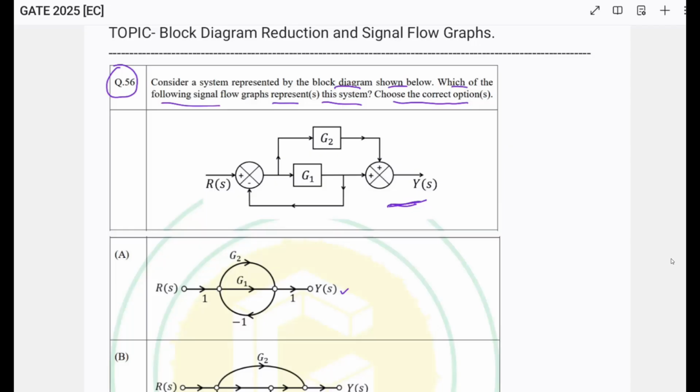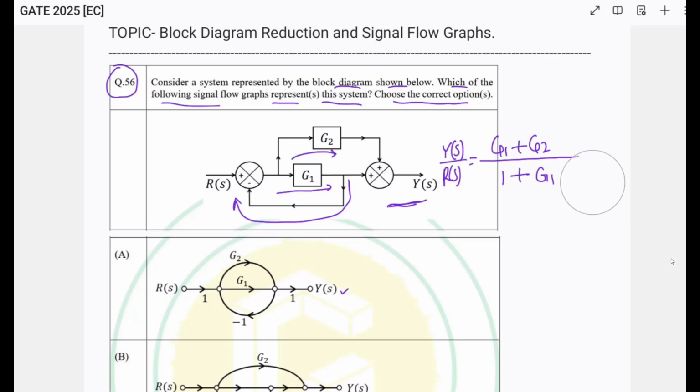Applying Mason gain formula, you can see there are 2 forward paths, one through G2, another through G1, and there is only one loop of negative feedback. So if I want to find the transfer function, it will be Y(s) divided by R(s), which is equal to, what are the forward paths? G1 plus G2 divided by, what are the loops? Only one loop. So it will be 1 plus G1. Why 1 plus G1? Because it's a negative feedback.